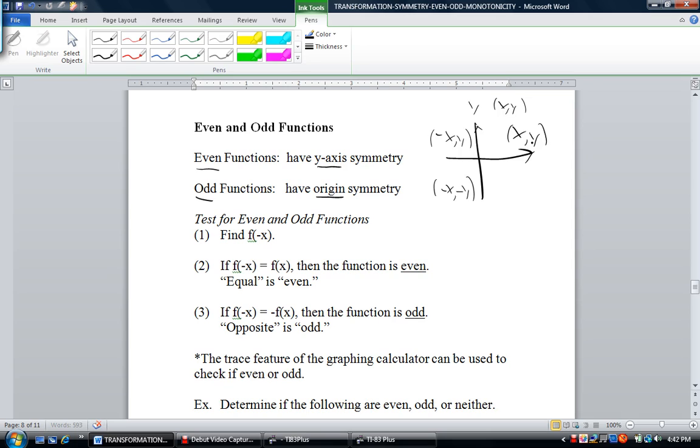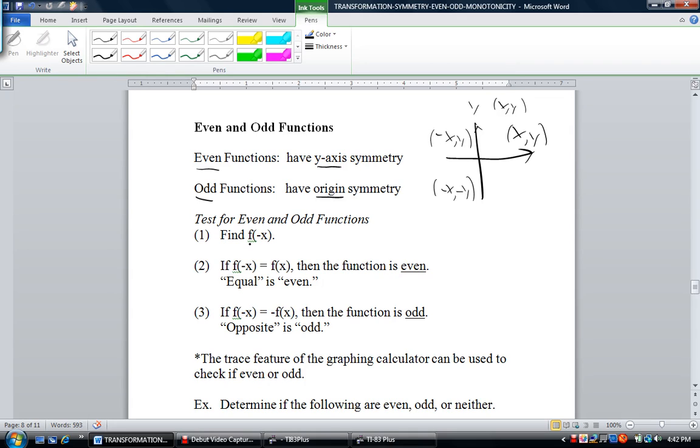So if x, y is a point in the first quadrant and it's an even function, that means negative x comma y is also a point on the function. If positive x comma y is a point on the function and so is negative x comma negative y, then it's odd. So if you take a look at both of these, we have x going from a positive to a negative in both of them. The y only does it for one, but the x changes for both even and odd.